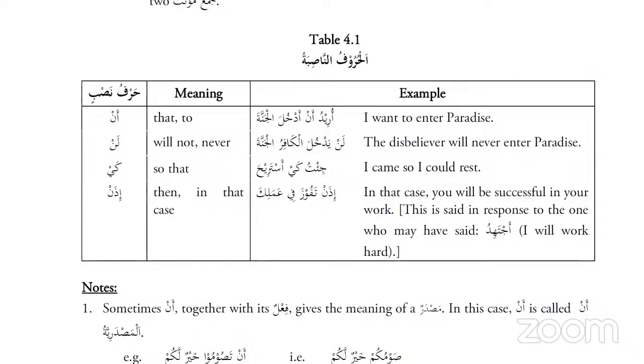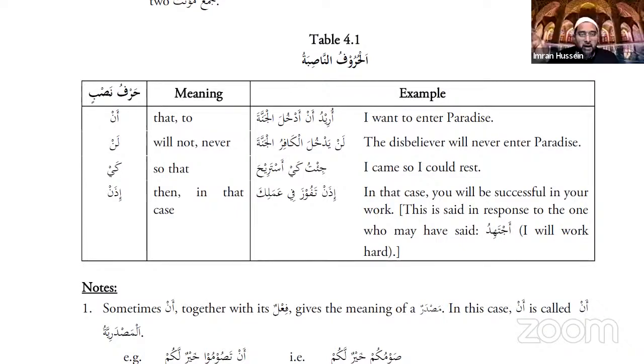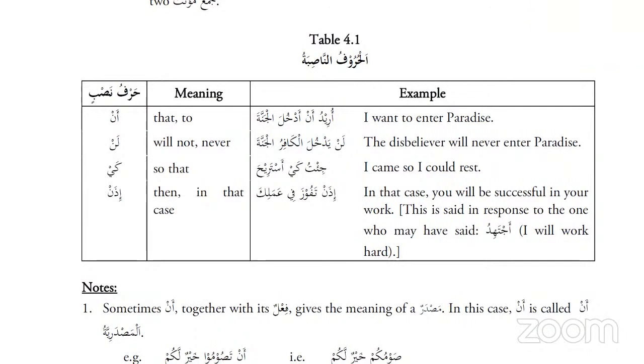Nawm means sleeping. Now, the past tense of nawm is noon, alif, mim: nama. Right, everyone write this down. Nama means he slept.